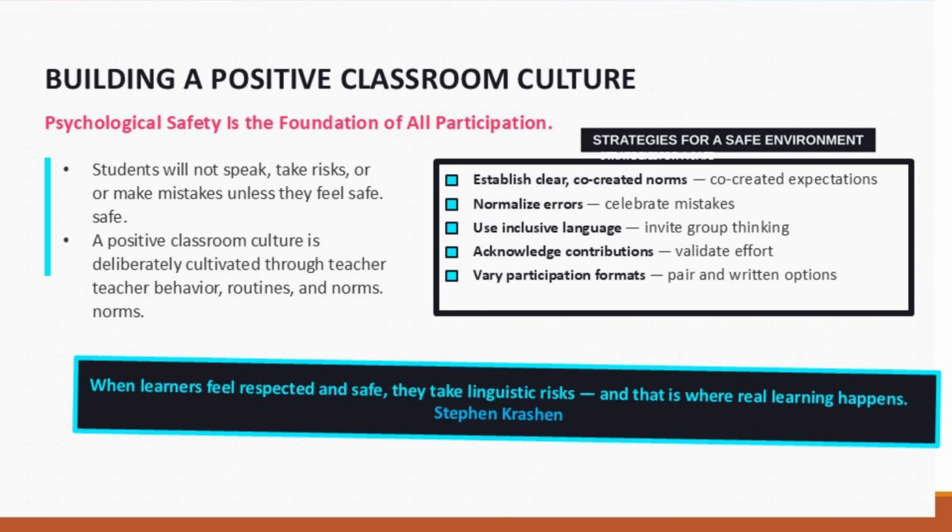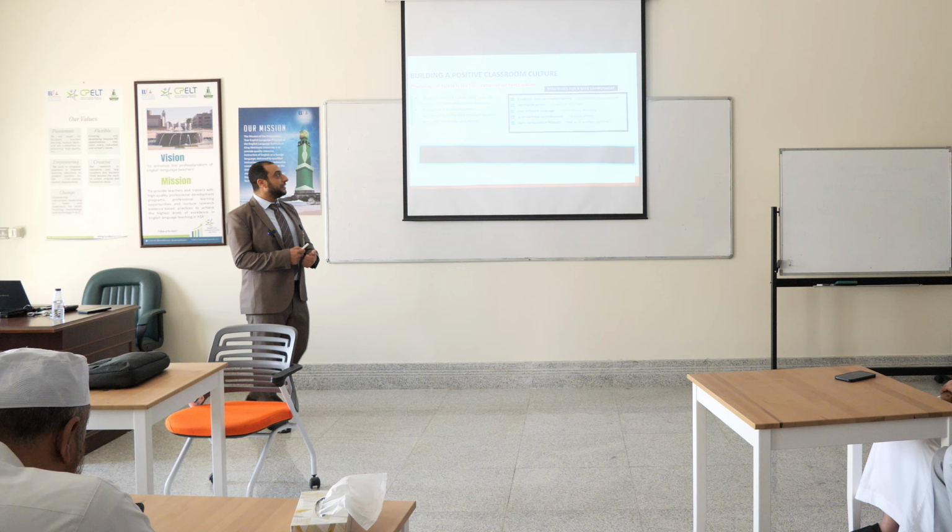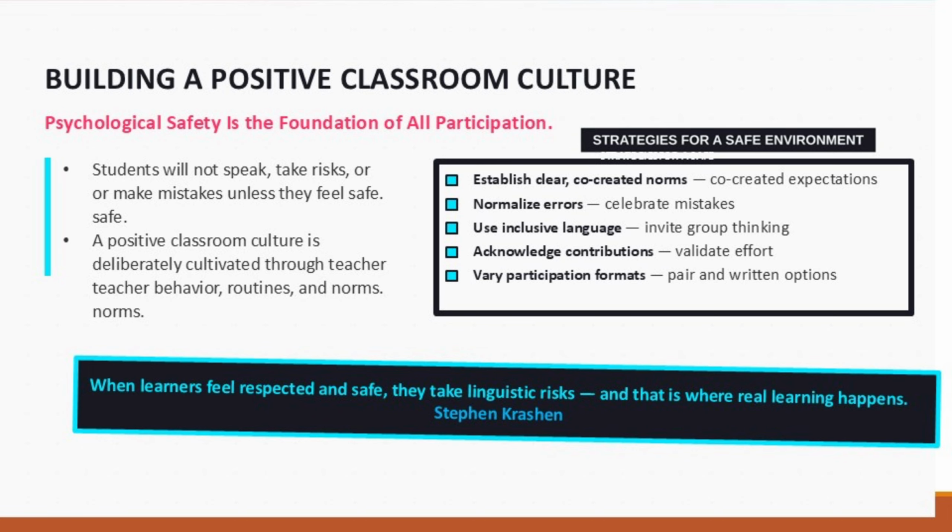It's building a positive classroom culture. So psychological safety is the foundation of all participation. Students will not speak, take risks, or make mistakes unless they feel safe. So positive classroom culture is deliberately cultivated through teacher behavior, routines and norms. So we need to establish clear co-created norms, co-created expectations, like we involve them in designing activities. We involve them in decision-making in class. Normalize errors and celebrate mistakes. Use inclusive language and invite groupthink.